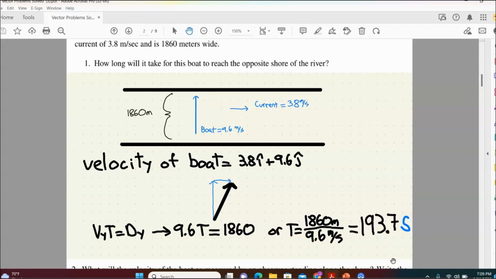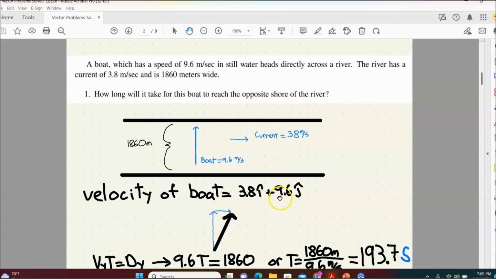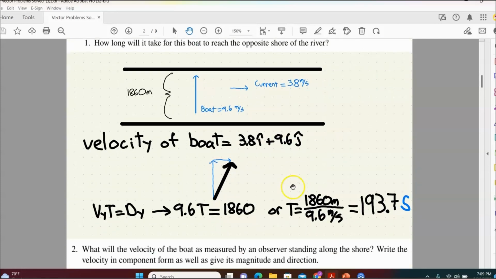The reason we only use the velocity in the y direction, which is 9.6 meters per second, is because the entire point of vectors is that the x component and the y component are decoupled. Whatever happens in the x direction has no effect on the velocity in the y direction. If the current suddenly sped up to 1,000 meters per second, it would still take 193.7 seconds for the boat to cross the river. The boat would just end up farther downshore if the current was quicker.